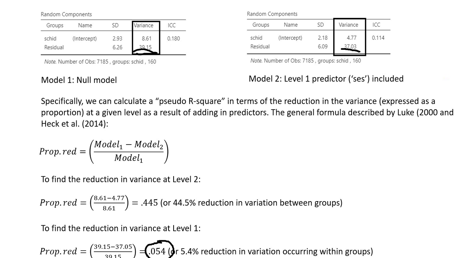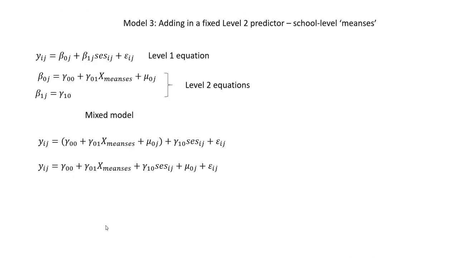So you can see that through the addition of the SES variable, it did a really nice job in terms of affecting the variation in the intercepts, but it didn't do quite the same job in terms of decreasing the within group variability, essentially at level 1. Now, for the third model in this particular video, what we're going to do is add in the school level contextual variable, which is the mean SES variable.